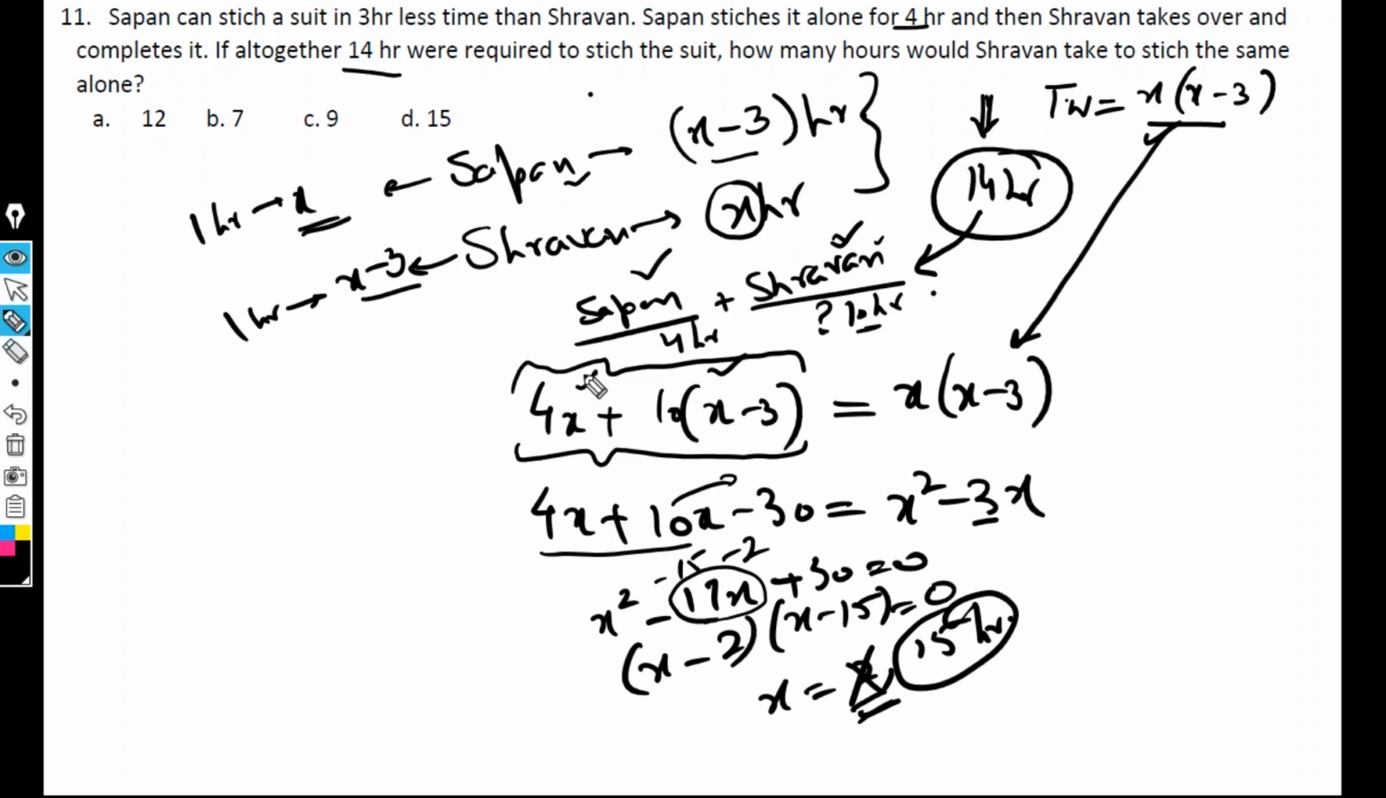Is it clear everyone? Any doubt in this? Tell me. Rohan, I assume total work to be LCM of these two, x into x minus 3, right? So Sapan takes x minus 3 hours to complete this much of work. So in 1 hour, the work done will be total work upon the time taken by Sapan to complete the entire work. When you divide total work by this, it results in x only. Likewise, for Shravan, it is x minus 3.